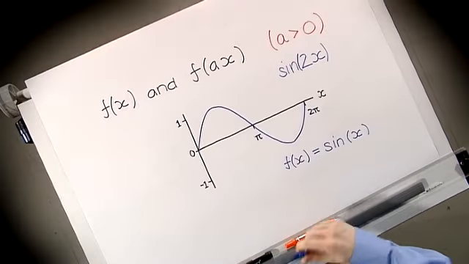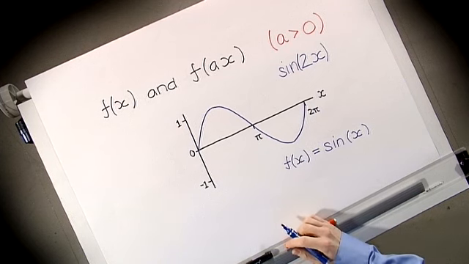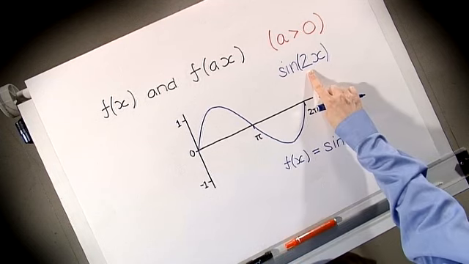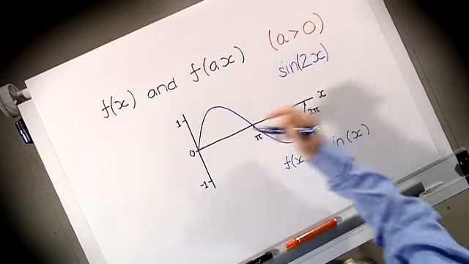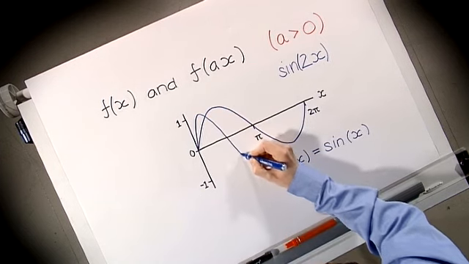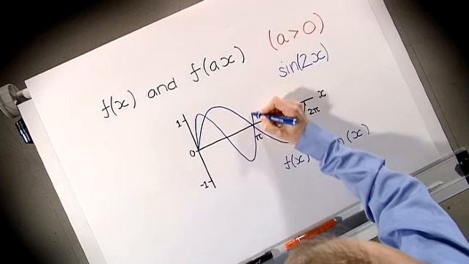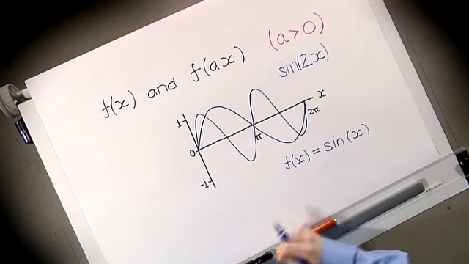So here I've drawn f of x equals sine x, and I want to use it to sketch f of x equals sine 2x. So here a is 2, and because 2 is greater than 1, the graph gets squashed down. So here's a sketch of sine 2x. So it's just the sine x graph squashed down by a factor of 2.